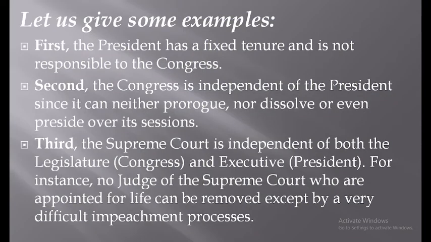Let us give some examples of how separation of power exists in the United States. First, the president has a fixed tenure and is not responsible to the Congress. The president is elected for 4 years, and during this time he has to work independently and is not responsible to the legislature. Second, the Congress, or the legislative branch of the government, is also independent of the president. The president can neither prorogue nor dissolve nor even preside over the sessions of the Congress.